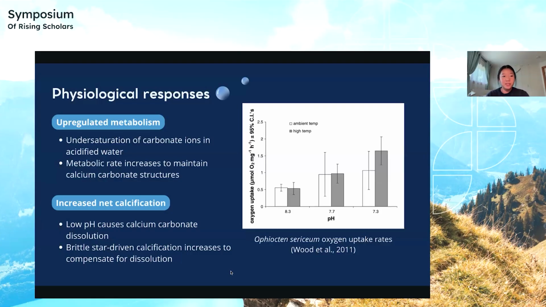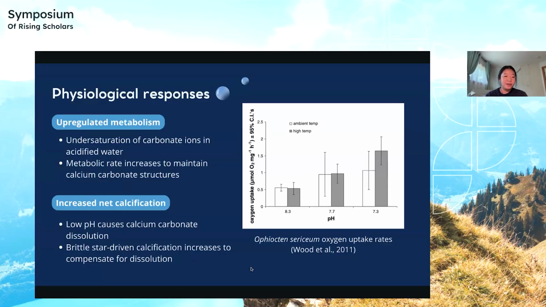So the first physiological response was upregulated metabolism of brittle stars. The undersaturation, or the underavailability of carbonate ions available to brittle stars, resulted in them increasing their metabolic rate in order to keep maintaining their calcium carbonate structures. So the graph to the right depicts oxygen uptake rates in acidified and warmed waters. And oxygen uptake was used to measure the metabolism of brittle stars. As you can see, oxygen uptake increased as pH decreased and also as temperature increased.